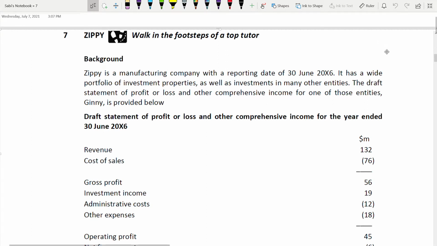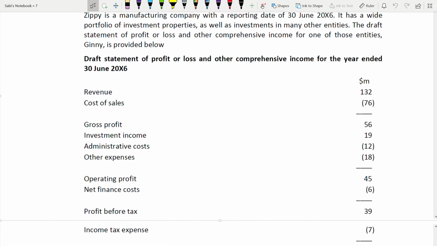So question 7 is about Zippy, a manufacturing company with a reporting date of 30th June 2006. It has investment properties as well as other entities, and you have been given the draft statement of profit and loss and other comprehensive income of Zippy.